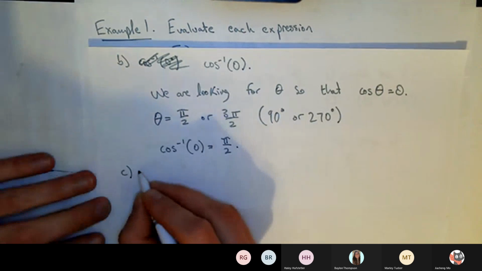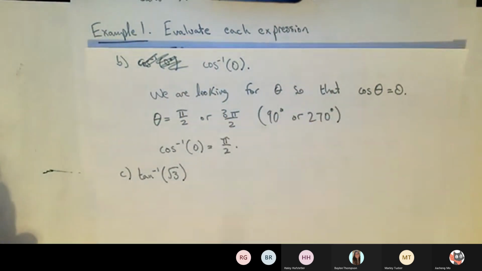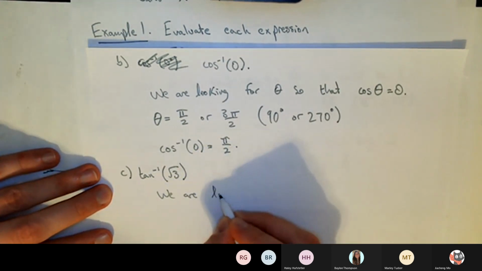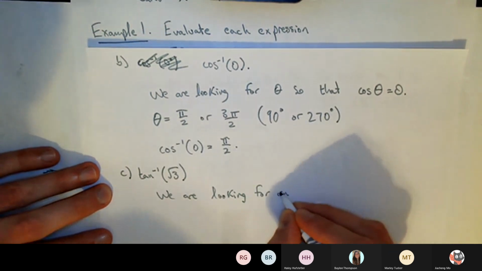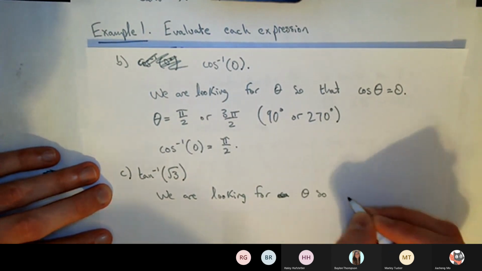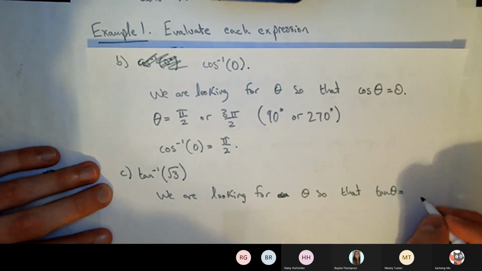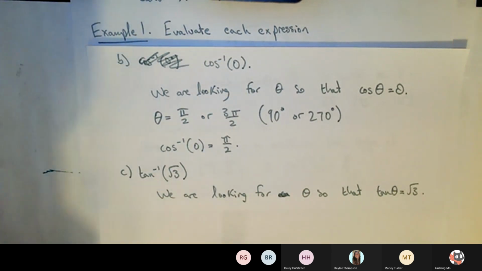C is tangent inverse of square root of 3. We are looking for theta so that tangent of theta is equal to square root of 3. By the way, these are all going to be the special angles. Which special angle gave us a square root of 3 as an output from tangent?